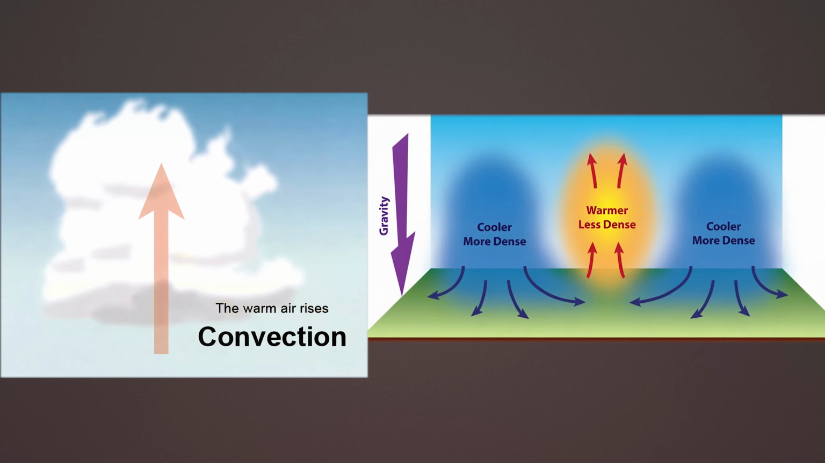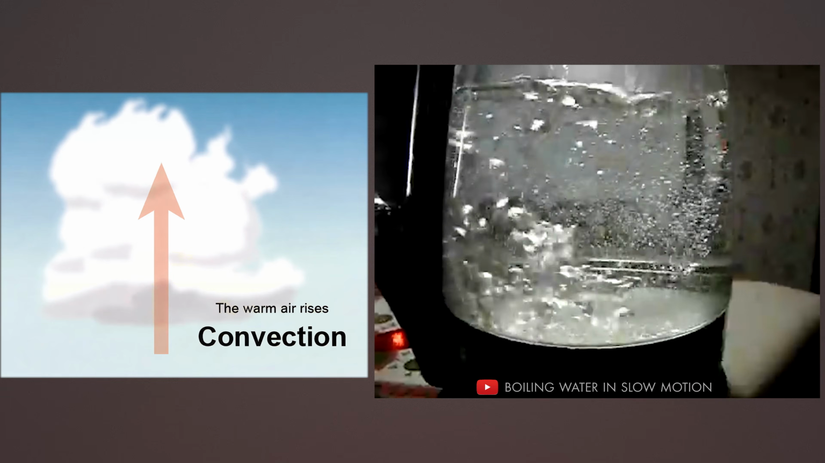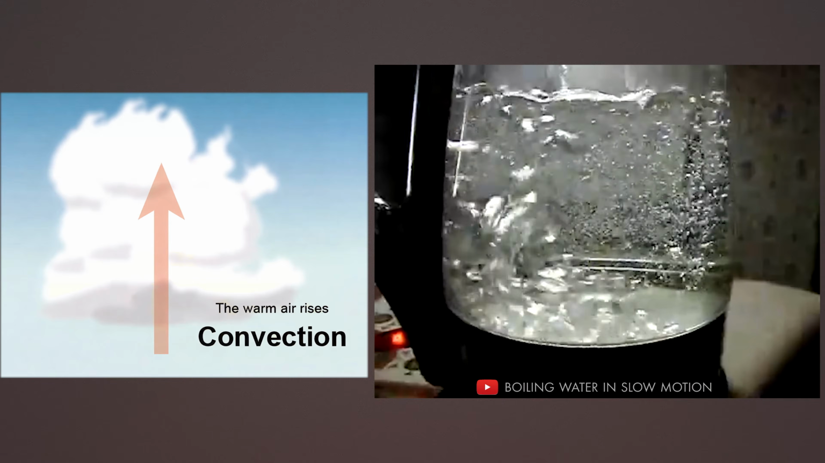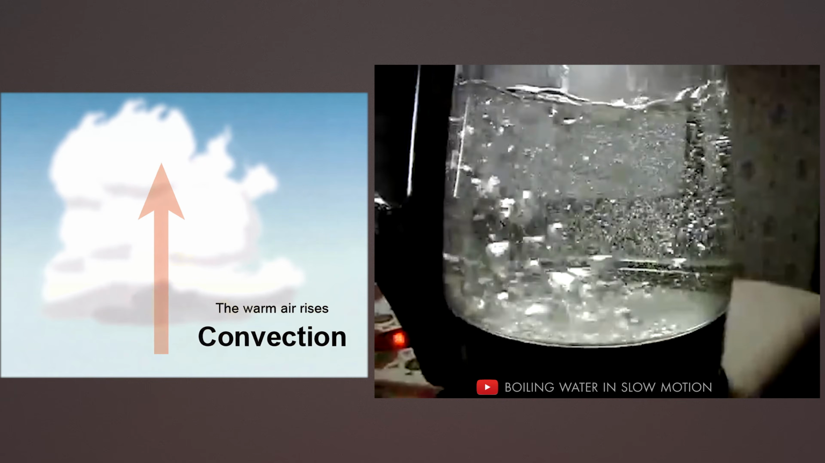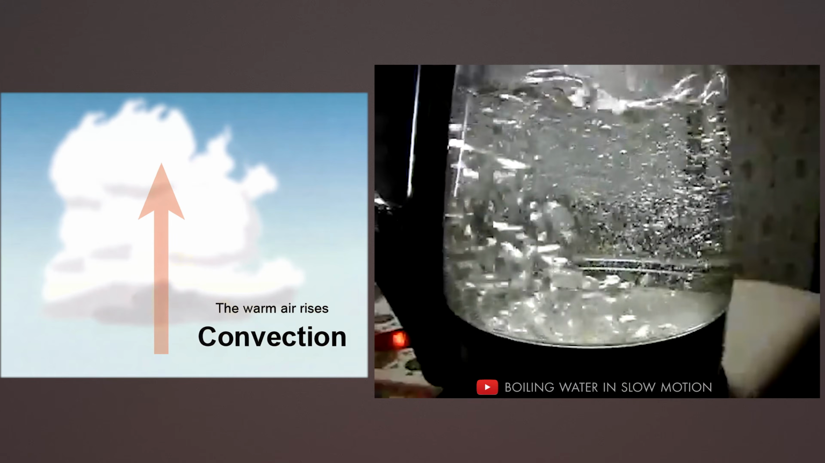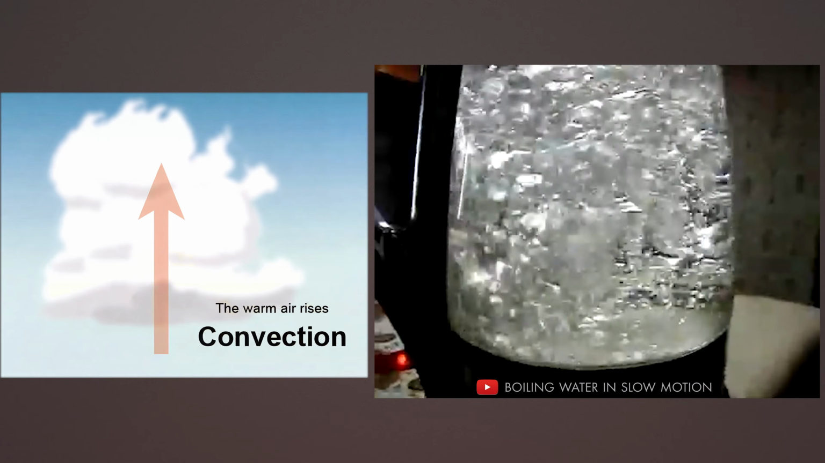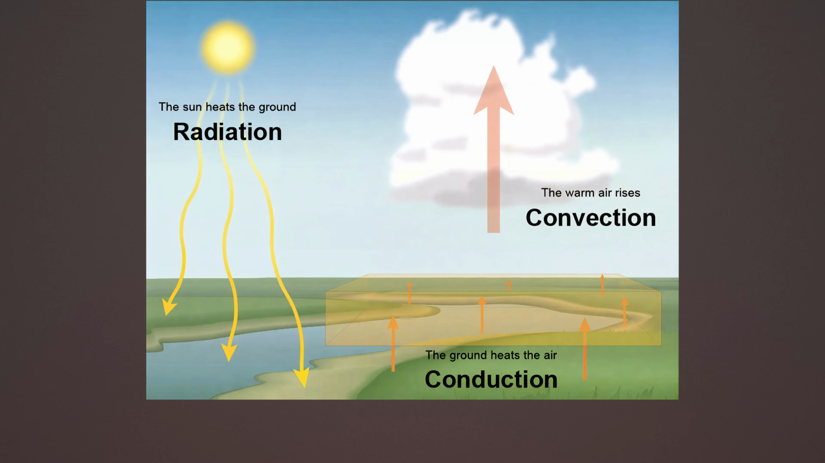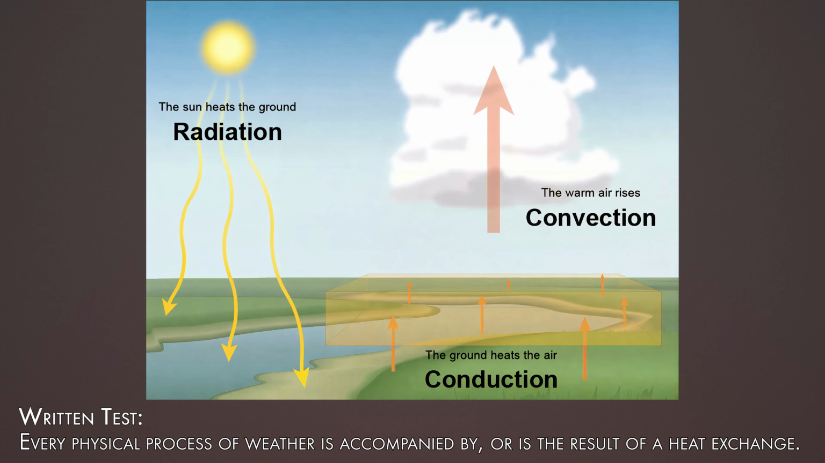And the reason warm air rises is because warm air is less dense than cold air. A good example of that is boiling water. You can see water get hot, rise up, cool off, and sink back down. And the same thing happens with air, we just can't see it. The reason I'm mentioning radiation, conduction, and convection is because all weather on Earth either causes a heat transfer or is a result of heat being transferred. And those 3 ways are how that happens.